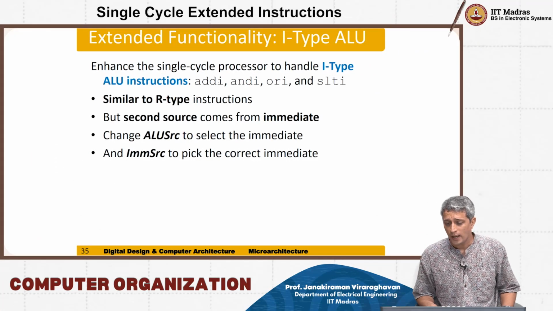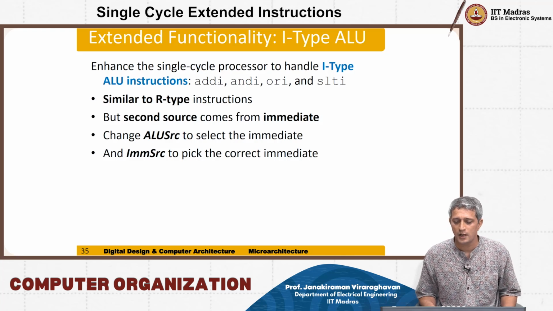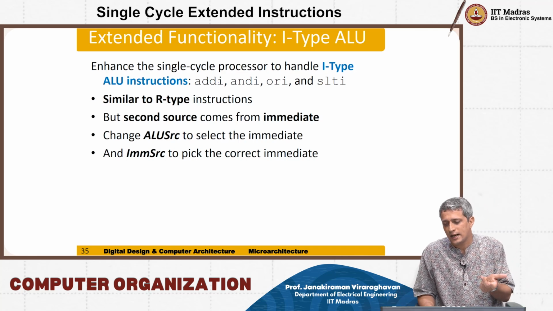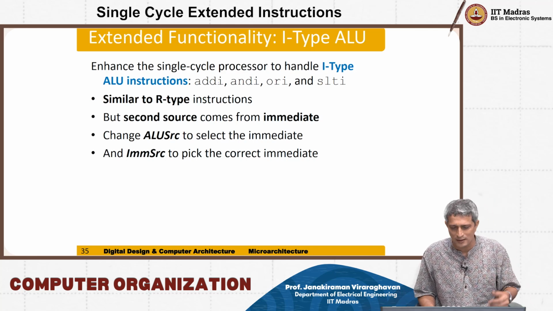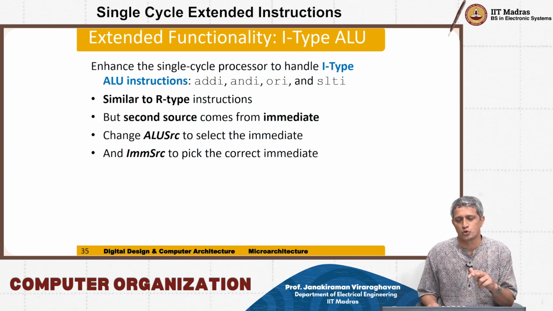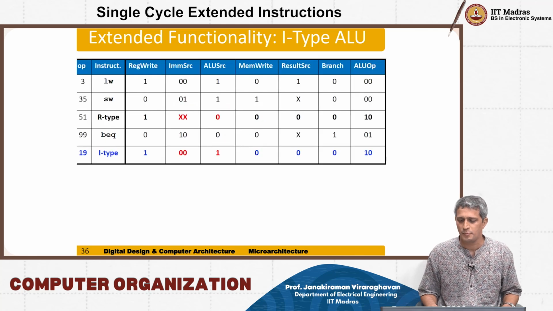So now what I can do is enhance the single cycle processor to handle I type instructions. You can add ADDI, ANDI, ORI and things like that. This is similar to R type, but the second source comes from the immediate. All you have to do is change the ALU source to select the immediate, and the immediate source to pick the correct immediate.